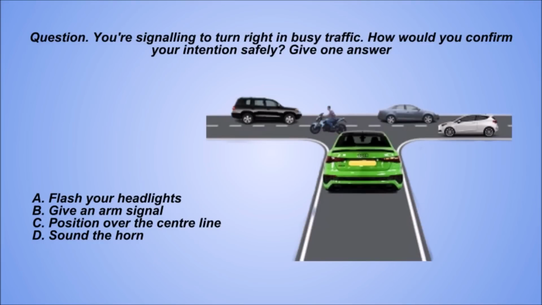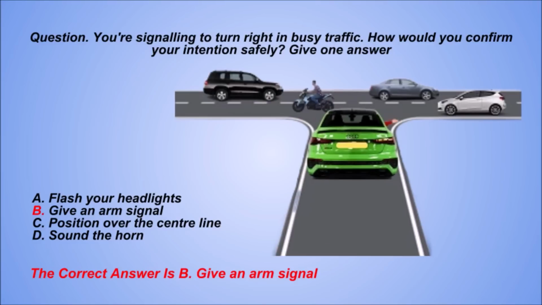Question. You're signaling to turn right in busy traffic. How would you confirm your intention safely? Give one answer. A. Flash your headlights. B. Give an arm signal. C. Position over the center line. D. Sound the horn. The correct answer is B.